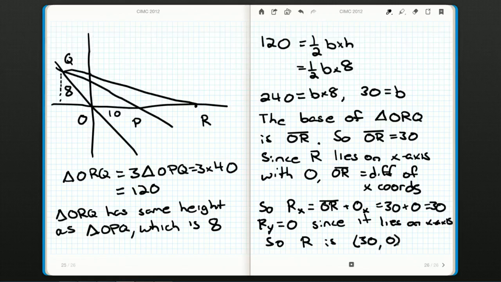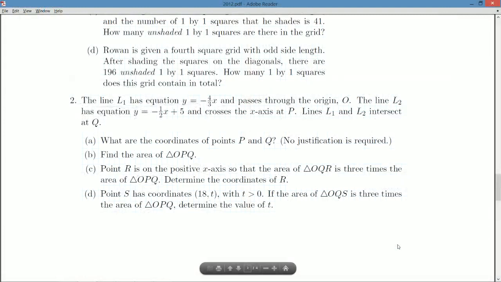Okay. So there we go. We were able to reasonably guess as to where R might be. We used the given relationship of 3 times the area we just figured out. So now we know the area of ORQ, 120. We realize that R lying on the x-axis means we have the same height, which is the distance from Q to the x-axis, which is 8. This allows us to isolate what the potential base would be, a base length of 30. And then we use the given information of R lying on the positive x-axis to tell us that it's going to have a positive x-coordinate value. And the difference between it and the origin in terms of just their x-coordinates will have to be this base length of 30. And from there, we're easily able to figure out both coordinates and determine the value of R. So that's part C done.